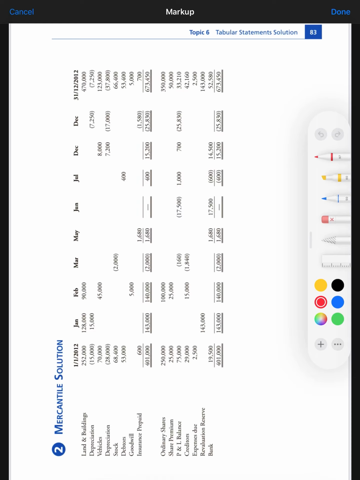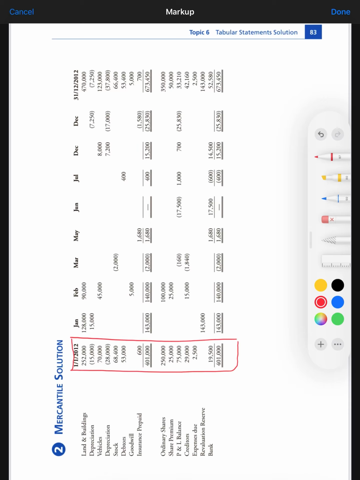So the first thing you do, obviously, lads, is this section here. You set up your tab statement, and you just rob all these figures from the actual question itself. Just notice here that the top section is all your assets, and the bottom section then is your liabilities.